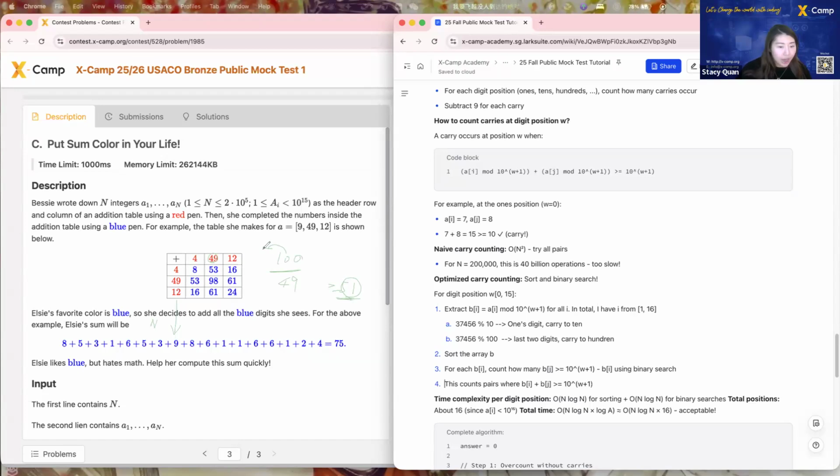So for each carry, I know the threshold, and I know the complement. This is going to be my threshold, and this is my current number. The result is the threshold. I want to know how many partners are greater than or equal to the threshold, which will cause me a carry.